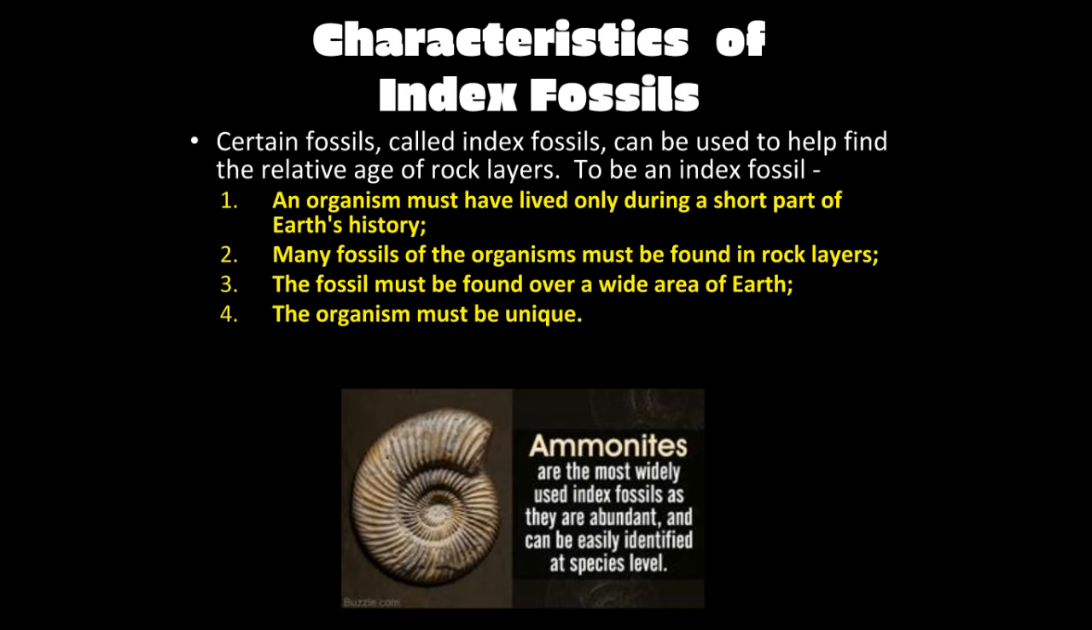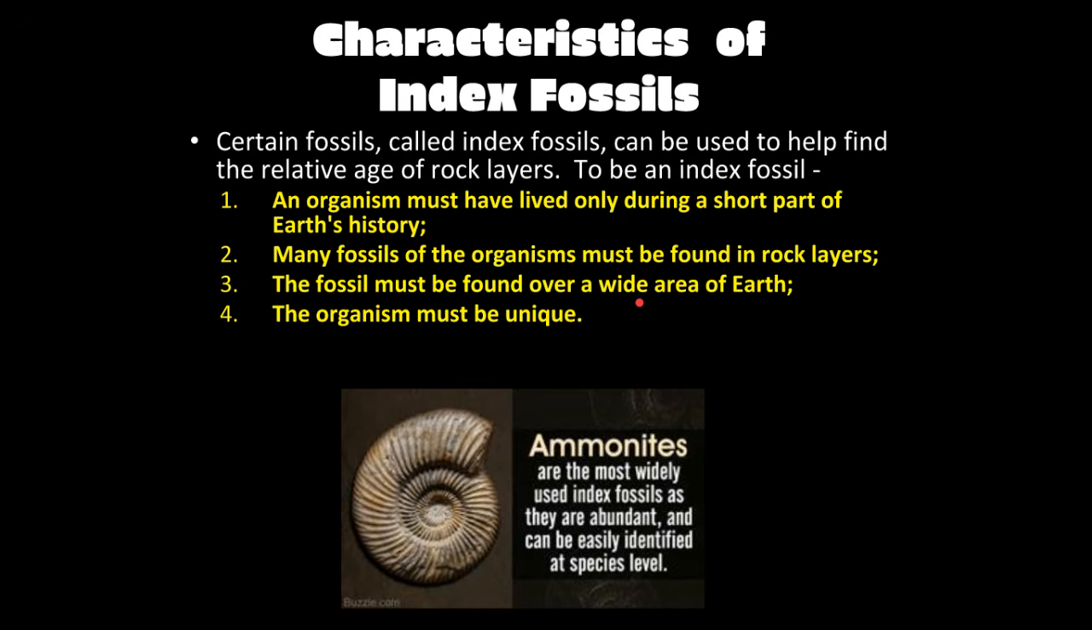So an ammonite fossil lived a short amount of geologic time relative to other organisms that may have lived a lot longer. A second characteristic is it has to be found in rock layers. We have to be able to find them. So it wouldn't be a very good index fossil if we're just not able to find them and use them as references.